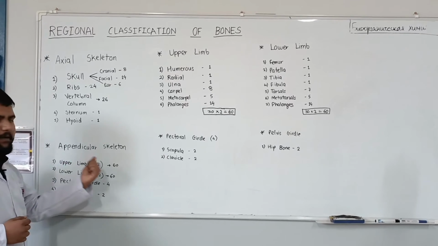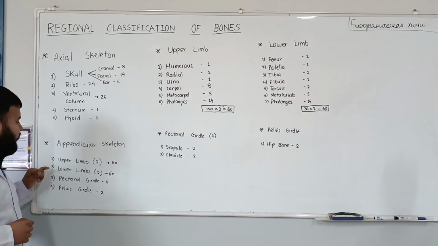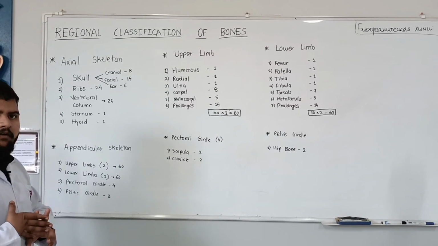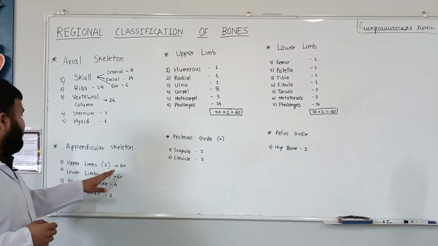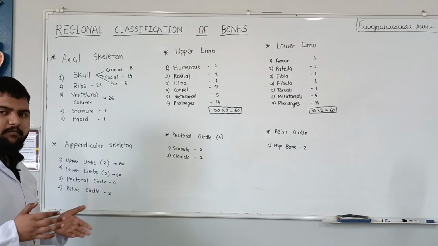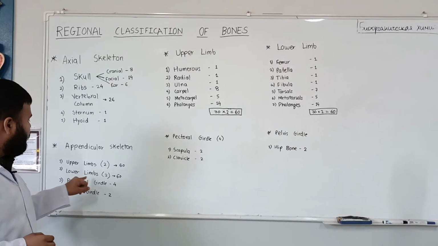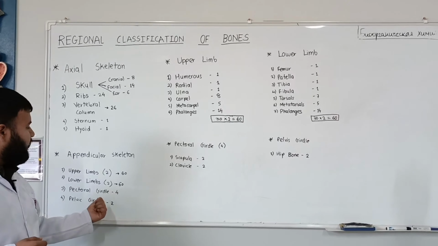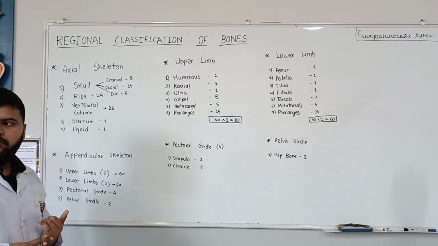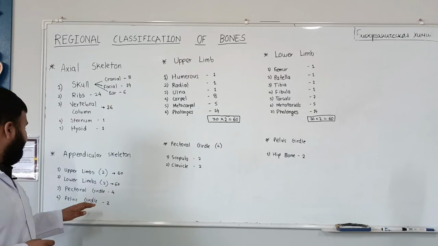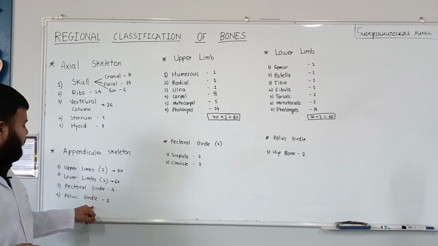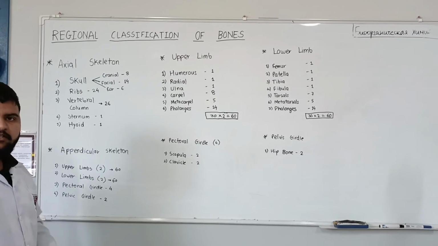Next, there is the appendicular skeleton. In the appendicular skeleton, there are 2 upper limbs. There are 60 bones counting both upper limbs. Then there are 2 lower limbs, adding up to 60 bones. There is the pectoral girdle, which connects the appendicular to the axial skeleton. That adds up to 4 bones. Then there is the pelvic girdle, which consists of 2 bones.